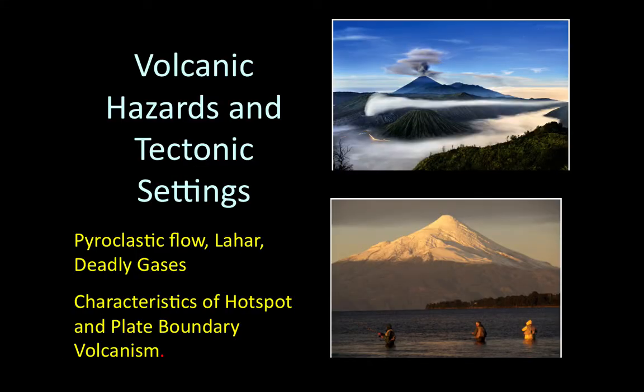This is Earth Science Lecture number 25 on volcanic hazards and tectonic settings. In this lecture, we're going to look at first just a set of different volcanic hazards and what produces them, such as pyroclastic flows, lahars, and deadly gases. And then we're going to look at various characteristics of the volcanic activity that will happen in the vicinity of a hotspot and also in the vicinity of various plate boundaries.